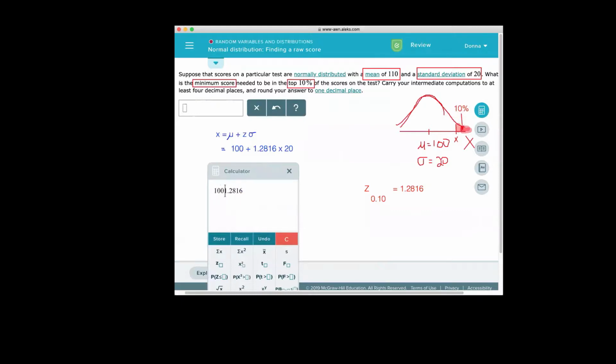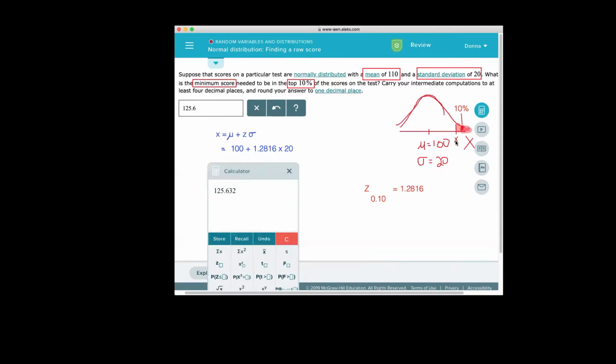And then I can do 100 plus 1.28 times 20. And there I use the keyboard and use the Shift 8, which is the multiplication symbol, or if you have a keyboard on the right on your computer, you can use that as well. So I can put in those values and I get 125.632. It says round to 1 decimal place, so it would be 125.6.